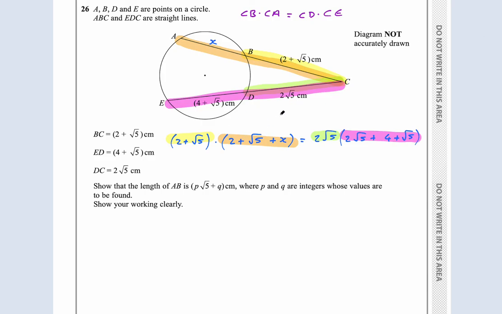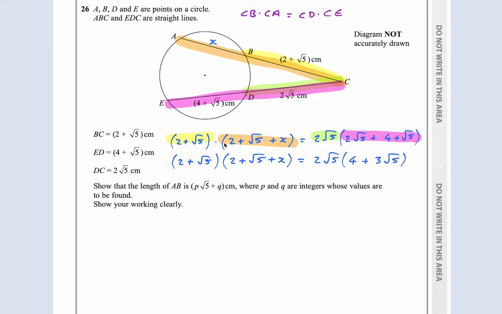Okay, now we just have a very difficult third problem that we need to solve, right? First, I'm going to simplify this, with the goal of finding x. So 2 plus root 5, 2 plus root 5 plus x equals 2 root 5. I just want to simplify this pink one. 2 root 5 plus 4 plus root 5 is 4 plus 3 root 5, because this is 2 root 5 plus 1 root 5 is 3 root 5.